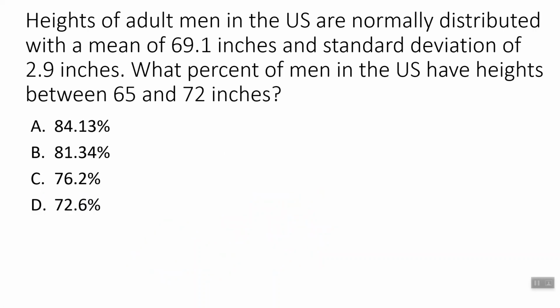All right, here's another one if you want. We've got adult men, normally distributed, with a mean of 69.1 inches and a standard deviation of 2.9 inches. What percent of men in the U.S. have heights between 65 and 72? You can stop it and work it out if you want. I'm just going to go ahead and write it out because I think I'm going a little long on this one. Our lower is 65, our upper is 72, our mean is 69.1, and our standard deviation is 2.9. We throw it into normal CDF, and it gives us a decimal, 0.762, so 76.2%.